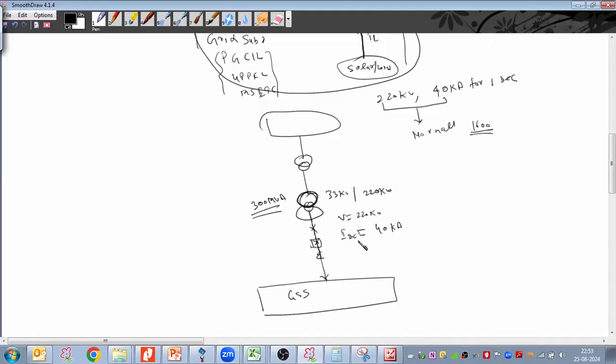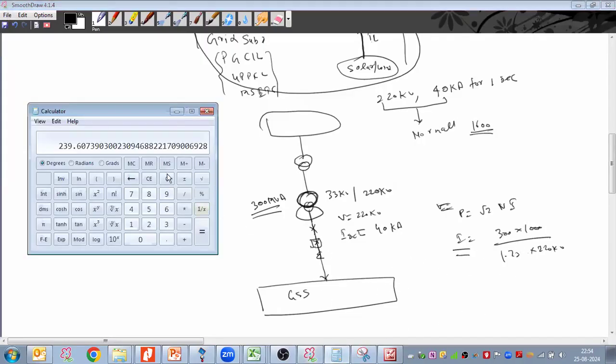But how will you do it? We will calculate the current: power equals √3 into V into I. So I would be the power, which is 300 MVA, divided by 1.732 into the voltage, which is 220 kV. So you will get one current here. But I'm telling, do not take this current. 300 into 1000 divided by 1.732 divided by 220, 787, right? Correct?